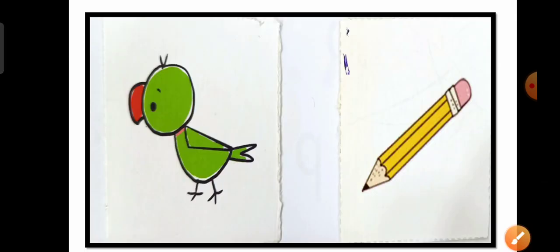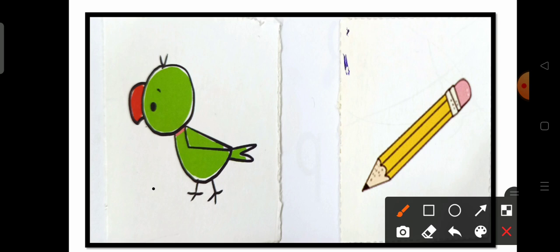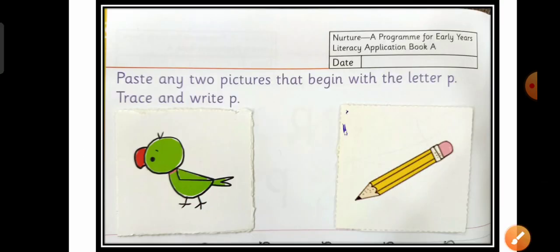I have these two pictures. This is picture of a parrot and this is picture of a pencil. I have pasted these two pictures here. You can also paste any of the two pictures of your choice. We will trace small letter P by saying the sound.